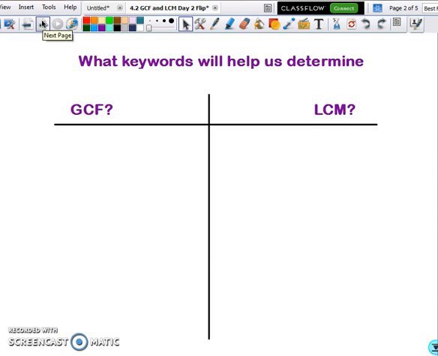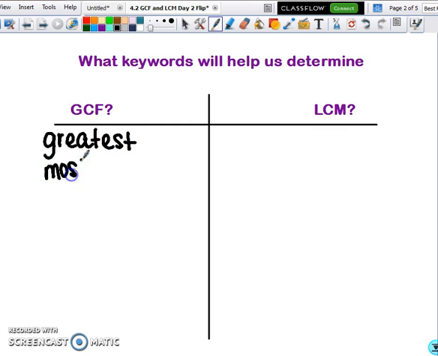So we had just focused on GCF and LCM, greatest common factor and least common multiple. I just want to talk about problem solving and how we're going to approach that before we do so on Wednesday. Some keywords that are going to come up when you have a GCF problem are greatest, of course, most, maximum. Those are just some typical ones.